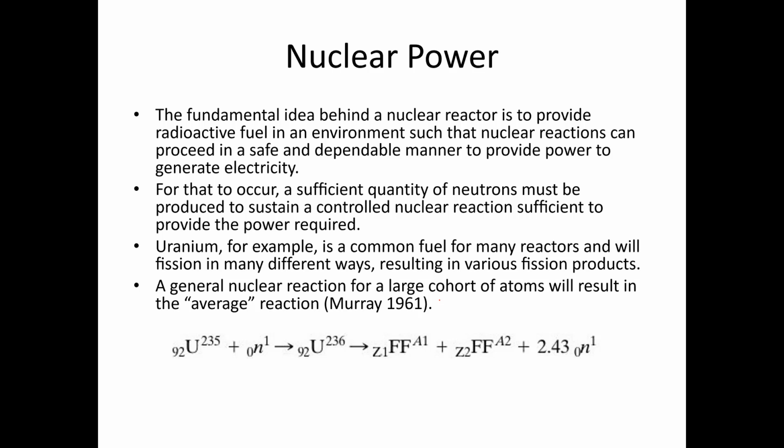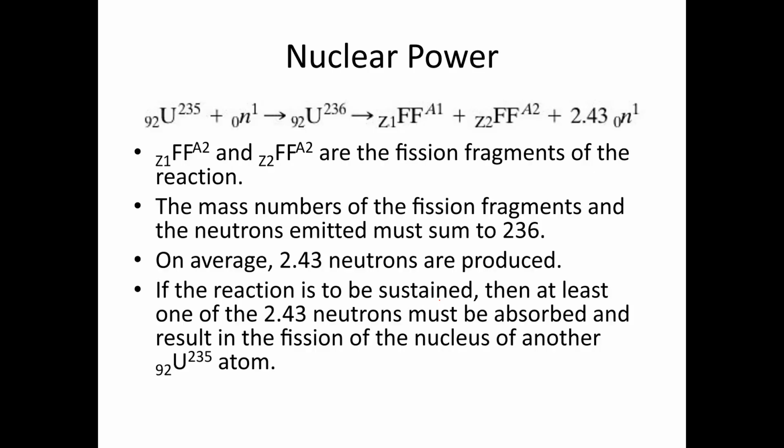So we have uranium-235, and a neutron will yield uranium-236 and what we would call fission fragments, along with approximately 2.43 neutrons. Fission fragments are, again, what is resulting in the product side of the reaction.